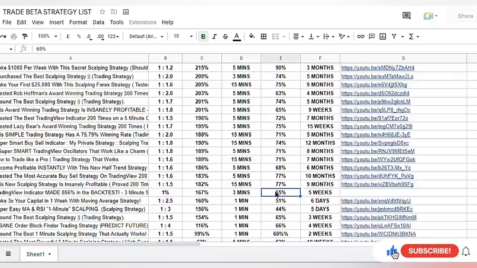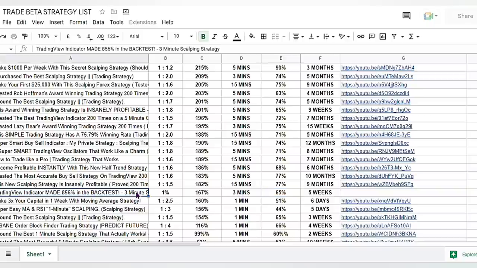If we take a look at the win rate, which is probably one of the most important metrics, we can see that the strategy is good as well, as it made a 65% win rate within a short period of time. So make sure to add this to your trading arsenal. So yeah, traders, definitely give this strategy a try, and make sure you do the proper backtesting and forward testing before trading live.